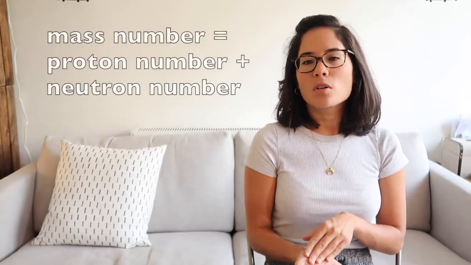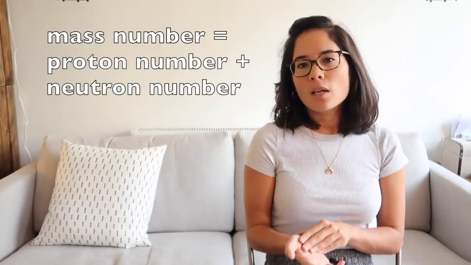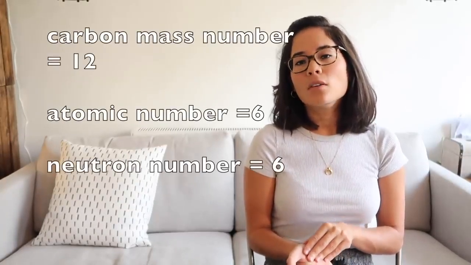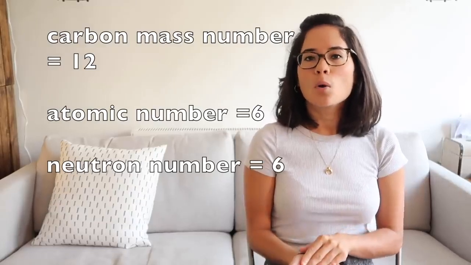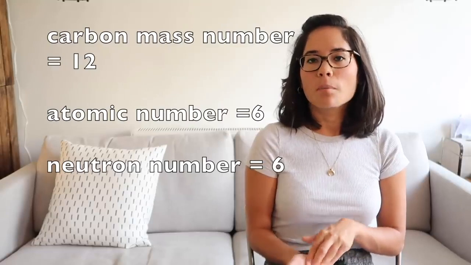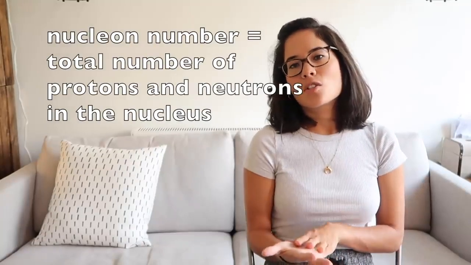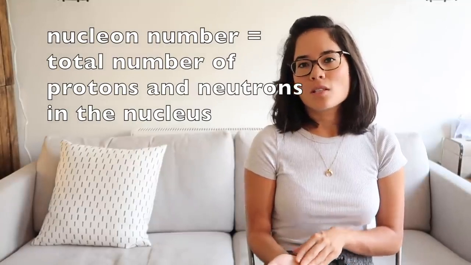Now looking at the mass number, the mass number is the total number of protons and neutrons. So if carbon has an atomic number of 6, that means the proton number is 6, it has a mass number of 12, that means you can work out the neutron number by taking the atomic number away from the mass number, so the neutron number of carbon is 6. Small thing to notice is the nucleon number, and that's just the total number of particles found within the nucleus of an atom. So it's the total of the protons and neutrons, i.e. it's also the mass number, so they're very closely linked.